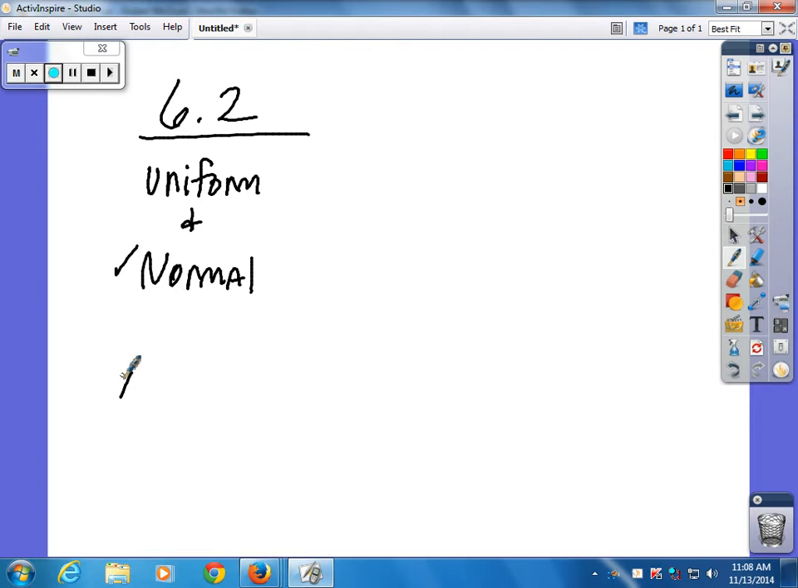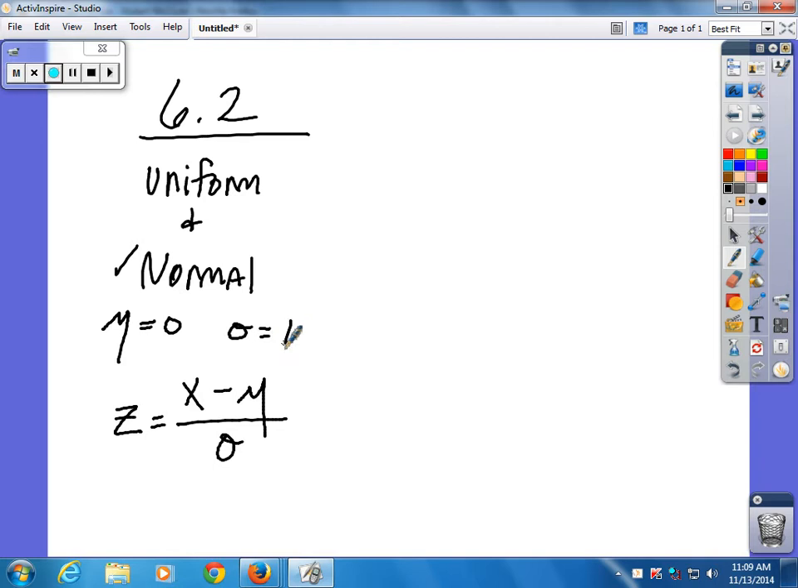And you use the formula z is equal to x minus mu over standard deviation. And mu is equal to 0 and standard deviation is equal to 1. So that's what you do in 6.2.